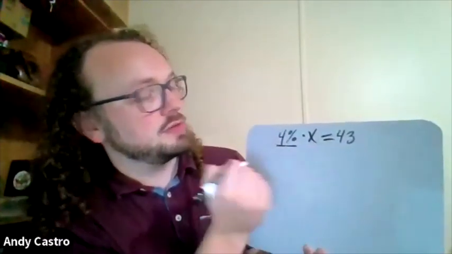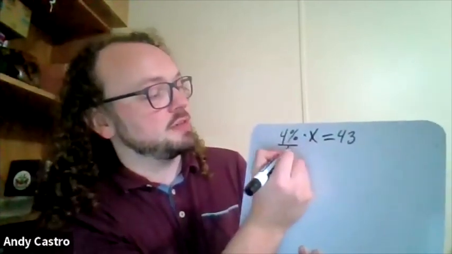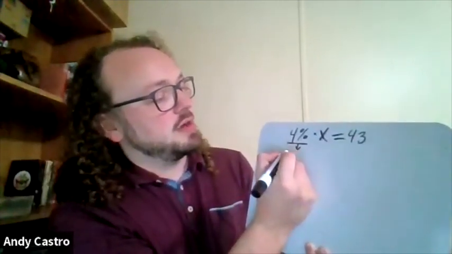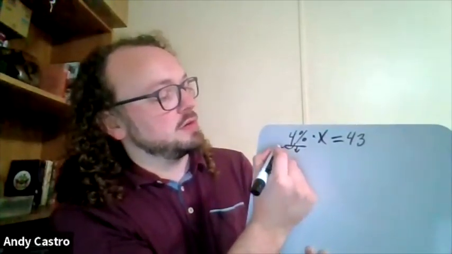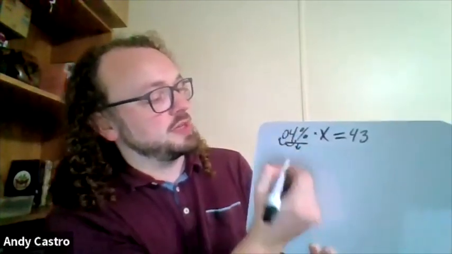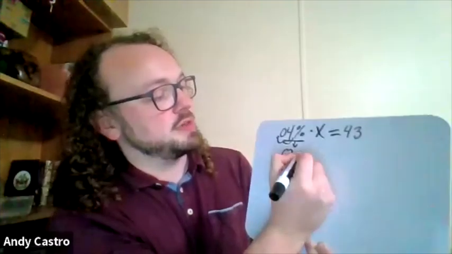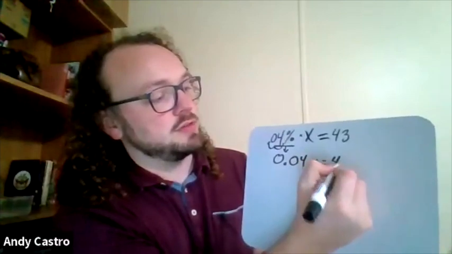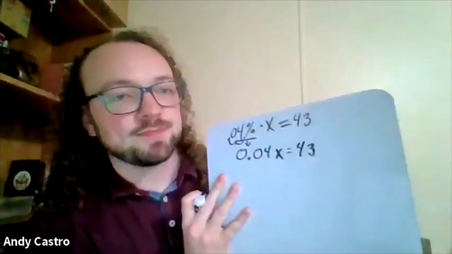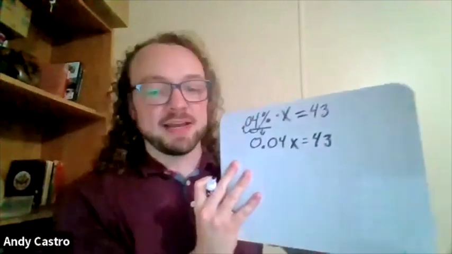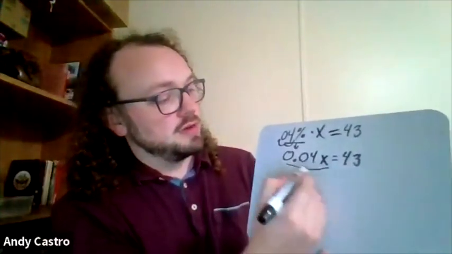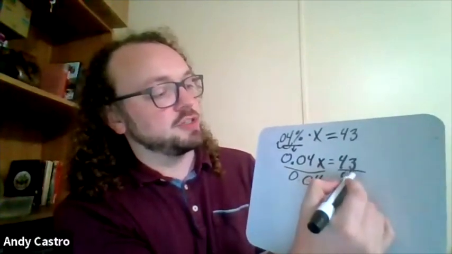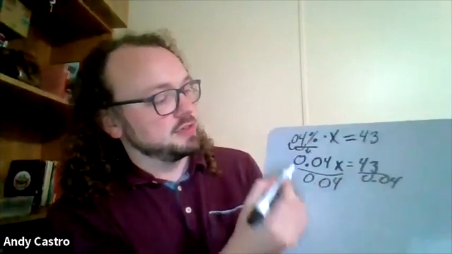Well, I can't use this number as it is. I need to convert it to a decimal, which is the same as dividing by 100. So I move my decimal point over 2 spots, and then I need a 0 placeholder. So this is 0.04 times x equals 43. Now, in order to isolate my variable x, all I have to do is divide by 0.04 on both sides to make sure my equation stays balanced.